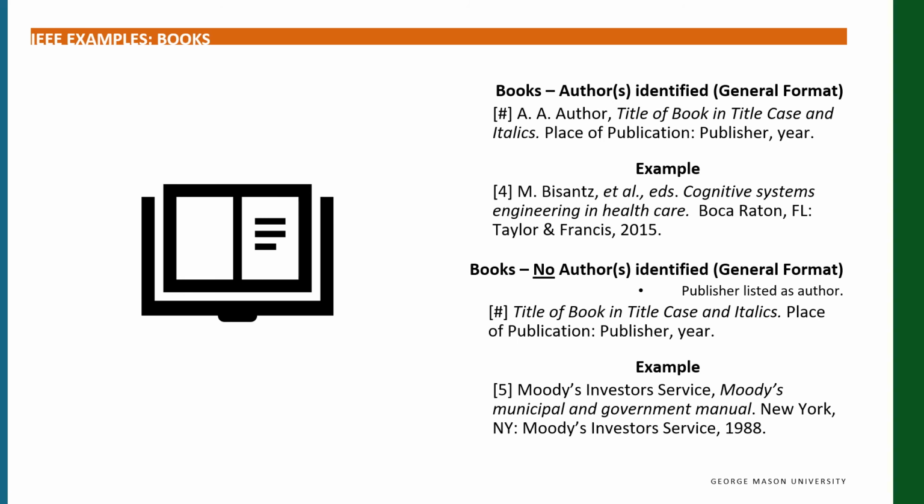This slide shows the general format and specific examples for two different book citations. If the authors or editors of a book are identified, a book citation is easy. Make sure to follow the example above and use etc. if there are 6 or more authors or editors. If the authors or editors are unknown, then the publisher is used as the author. This is not that common, but if you are using a government document or booklet, it could affect you.